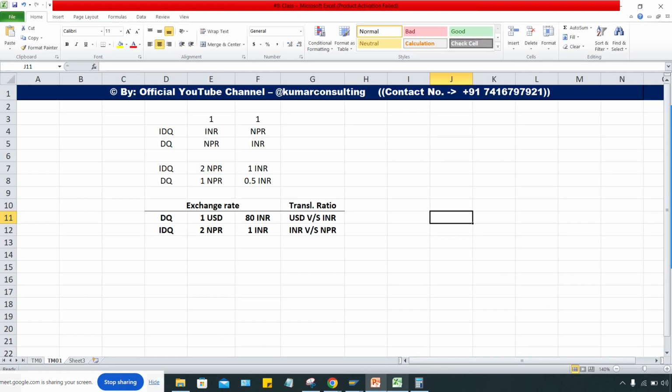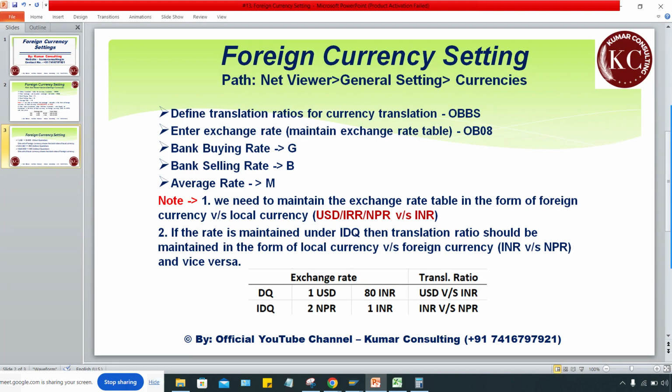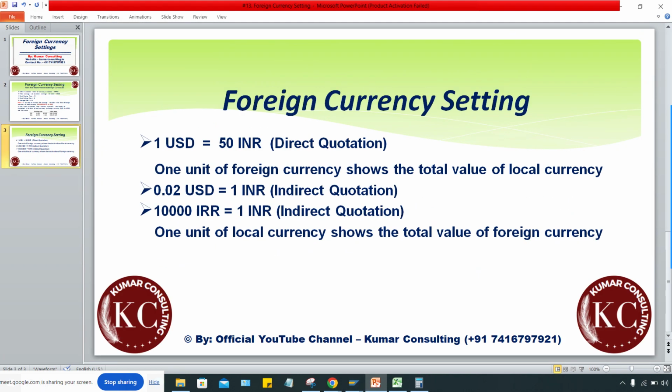Okay, so generally, when we maintain direct quotations or indirect quotations, direct quotation means if our currency value is lower than foreign currency, then the rate will be specified under direct quotation. If our currency value is higher than the foreign currency, then the rate can be specified under indirect quotation. This is the difference. What is the definition of direct quotations and indirect quotation, guys? Look at here, I have quoted one example already here, right?